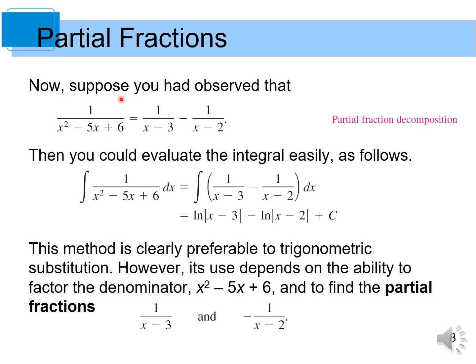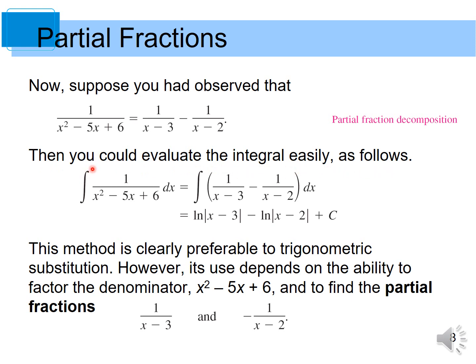Now, suppose you had observed that 1 over x squared minus 5x plus 6 is equal to 1 over x minus 3 minus 1 over x minus 2, where this step is partial fraction decomposition. Then you could evaluate the integral easily as follows.